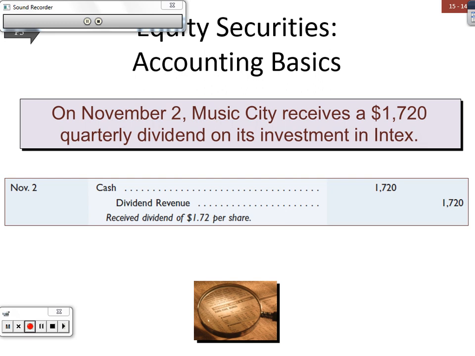So it says on November 2nd, Music City received $1,720 quarterly dividend on the investment.